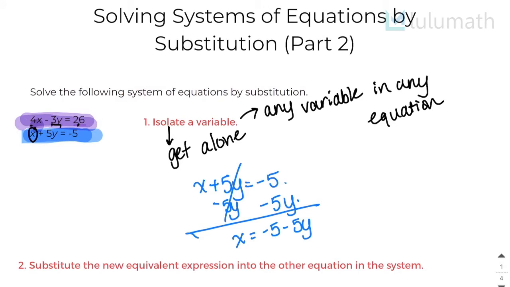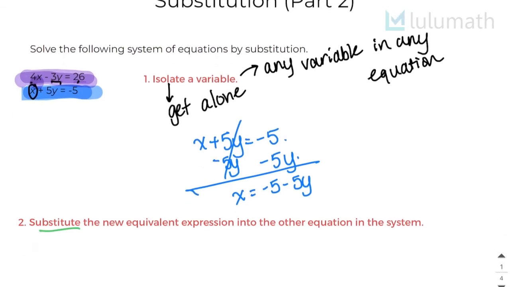Okay, now that I've done that, I can substitute, hence the method of substitution. The name of the method is substitution. I substitute the new equivalent expression into the other equation in the system. So we know that x is equal to negative 5 minus 5y. This is our expression right here that's going to replace the x. By writing x equals here, it's now an equation, but I'm only replacing this part right here, which is the new equivalent expression, into the other equation.